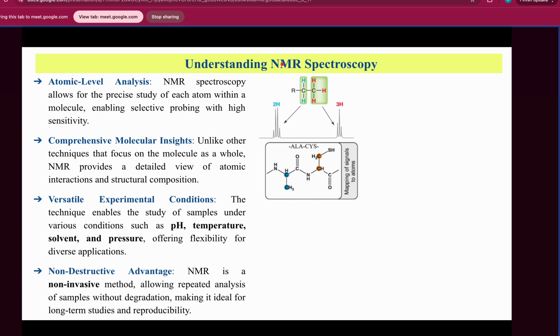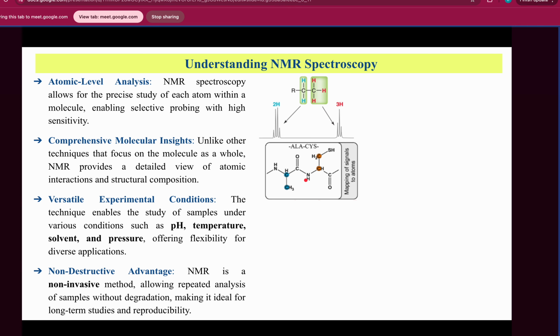Now let's look in more detail into NMR spectroscopy. It allows us to analyze molecules at the level of atoms. It is used for atomic level analysis, which allows the study of each atom within a molecule, enabling selective probing with high sensitivity, because as it is based at the level of atoms, its sensitivity is quite high. For example, in this case, we can look at the intensity of hydrogens present in some biomolecule, as well as the carbon.